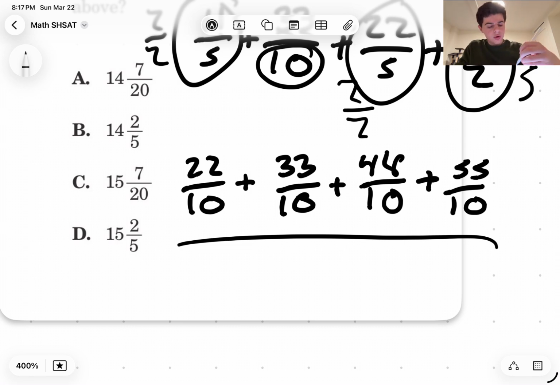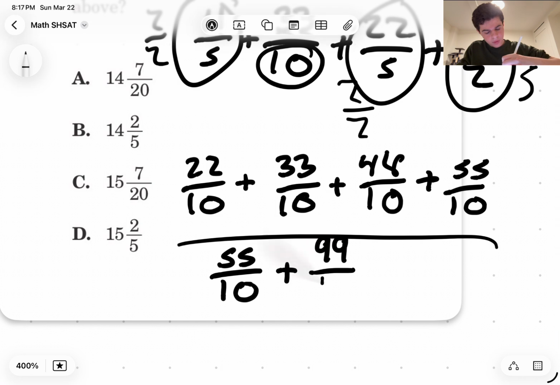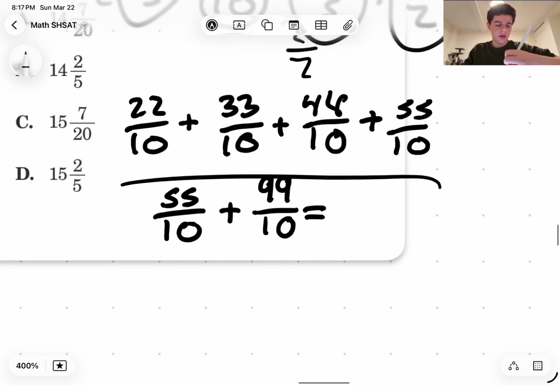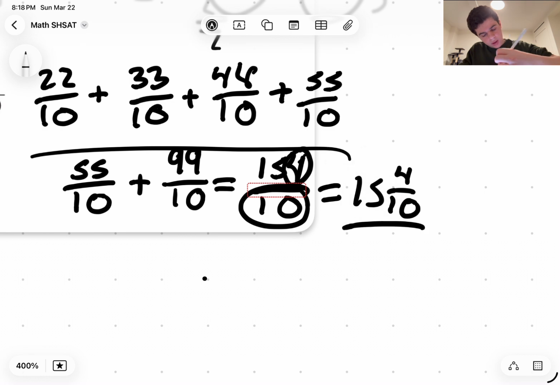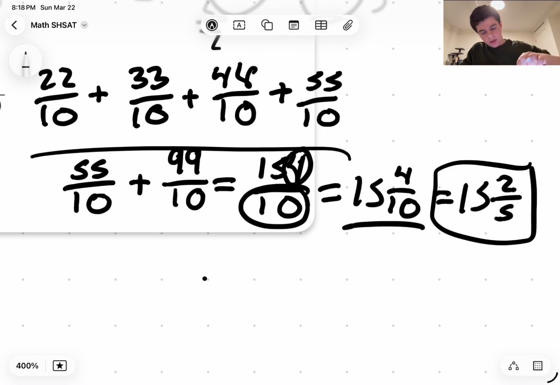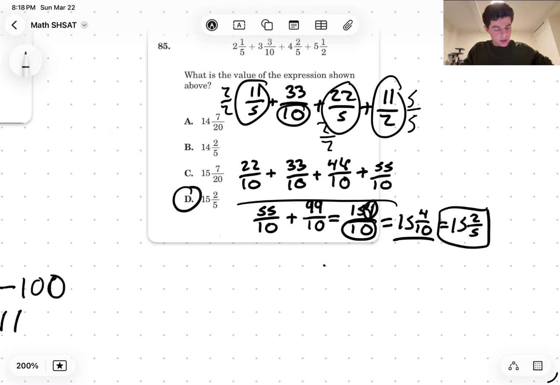So 22 plus 33 is going to be 55 over 10, plus 44 plus 55 is going to be 99 over 10. And now 55 plus 99 is the same as doing 100 plus 54, right? So it's going to be 154 over 10. And when you convert that back, how many times does 10 go into 154? 15 times. And you have a remainder of 4 over 10, right? So that's going to be our answer, but we can simplify that to be 15 and 2 over 5. And that is going to be answer choice D.